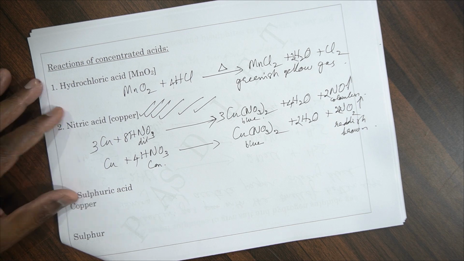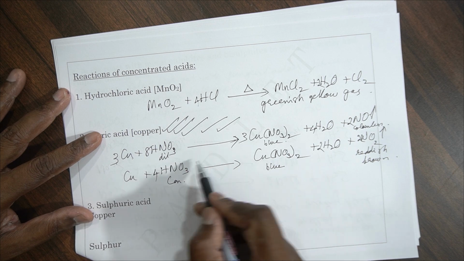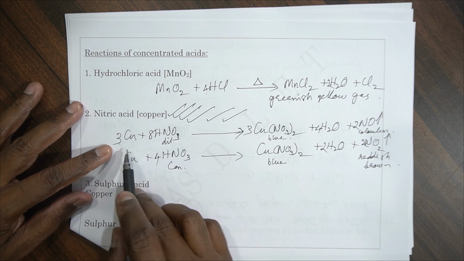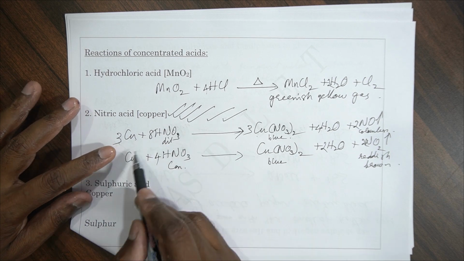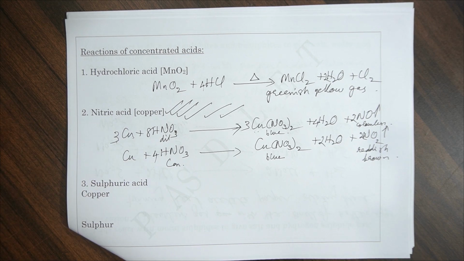Okay. So many children don't remember to put 3 on copper. They don't touch this. They try to do other kinds of balancing. It does not work. Always for dilute nitric acid with copper, put 3 on copper and 3 on copper nitrate. This you put first. The remaining will work out.